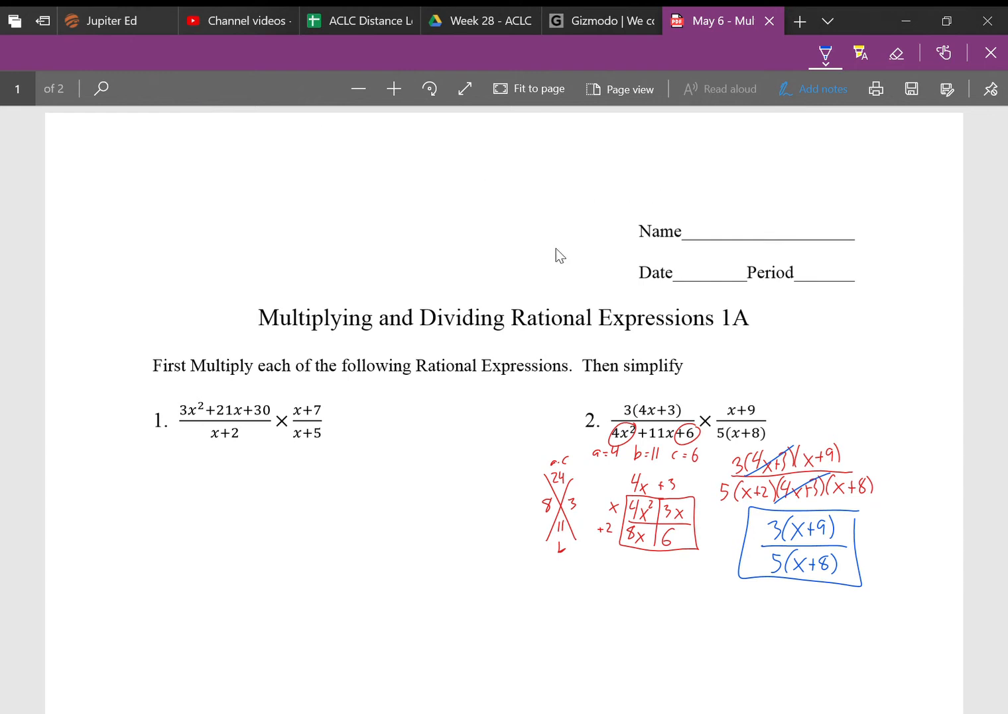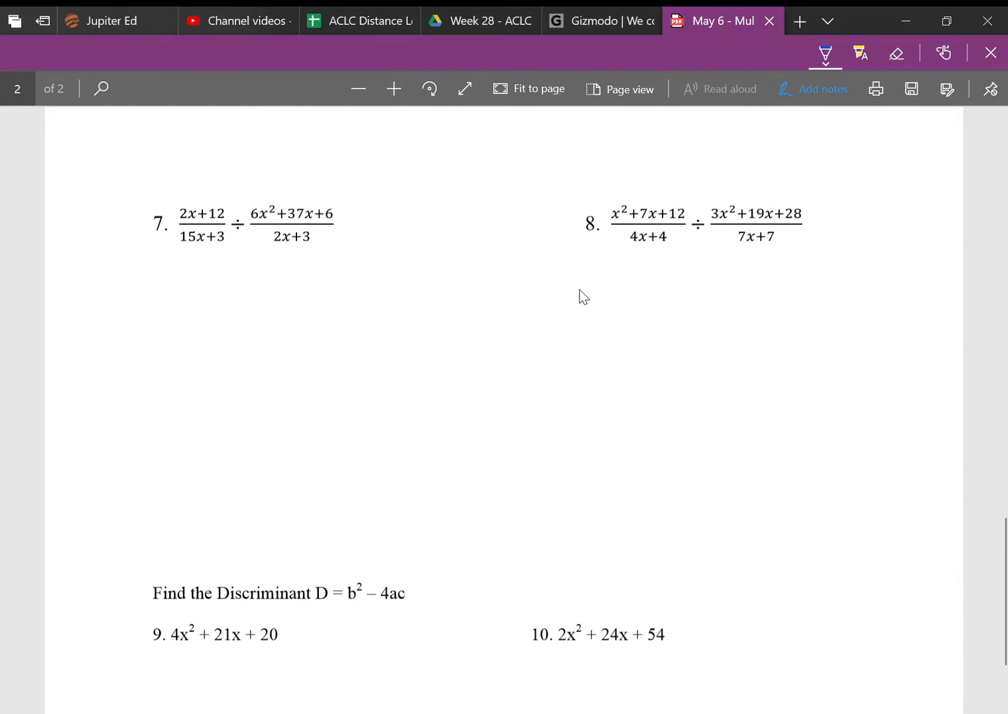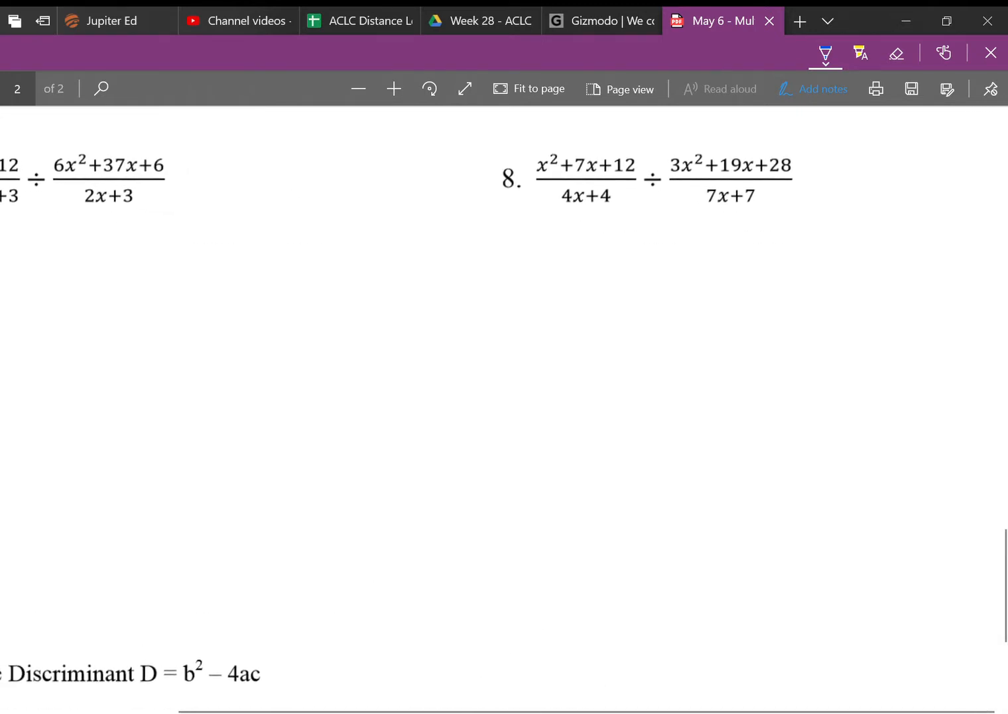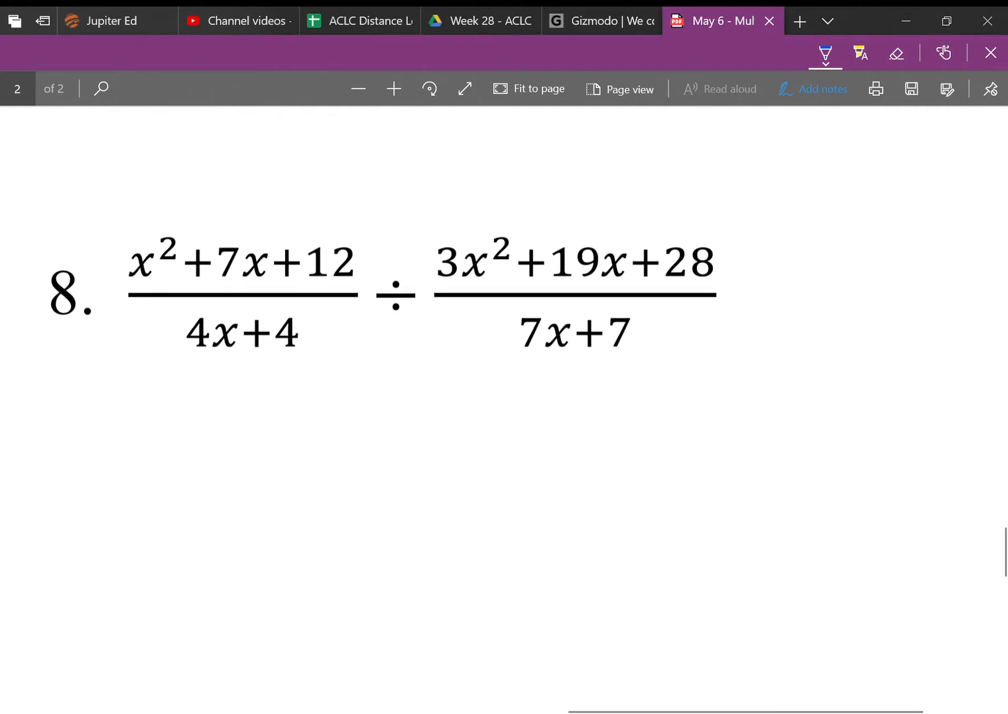We're still on multiplying and dividing rational expressions. I'm going to jump way down to almost the end to do number 8. It's got a lot going on. It's division of multiplication, so we know we're going to need to flip it. We also see two trinomials we're going to want to simplify, and I think even those binomials simplify, so we've got a lot of work to do here.